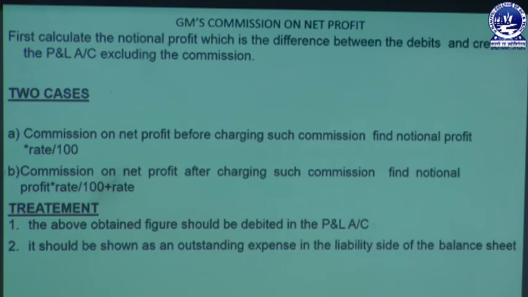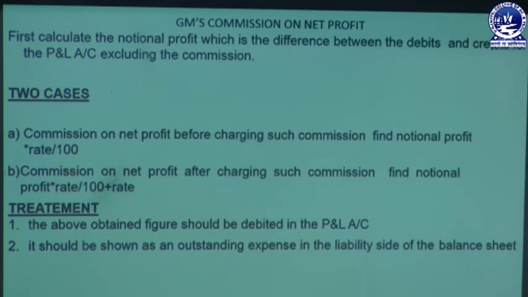In case after charging commission, notional profit into rate divided by 100 plus rate. So this have to take into consideration carefully at the time of preparing the final account, whether it is a case of before charging or after charging. If it is a case of before charging, notional profit into rate by 100. If it is a case of after charging, notional profit into rate divided by 100 plus rate.